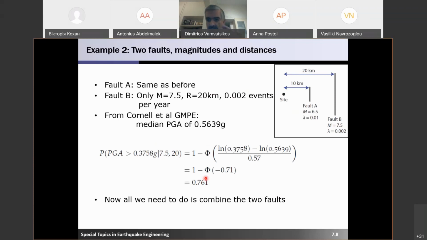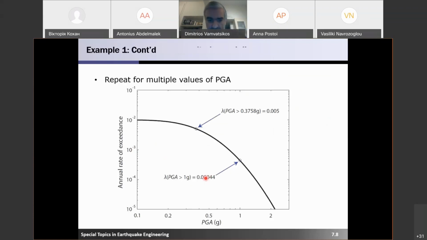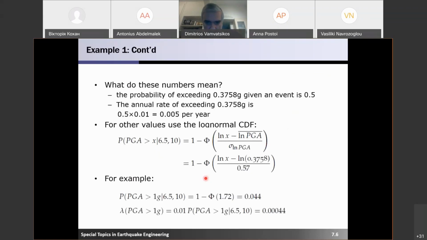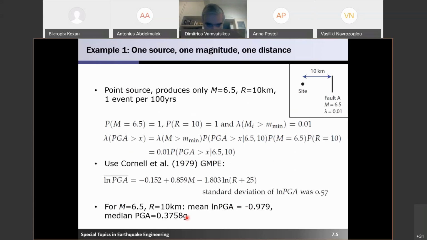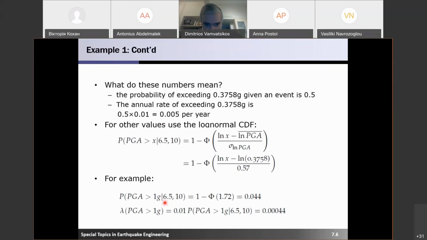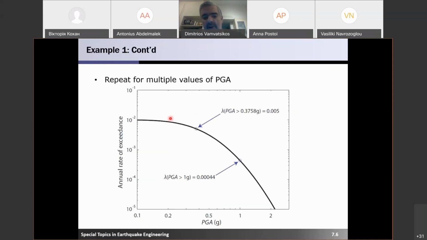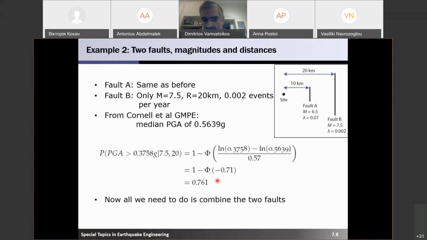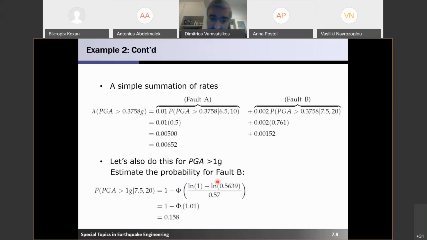Now, all you need to do is to combine what you had before. Let me go back, what was the, there you go, somewhere here. You want to combine what you find for this one, which was a number of, what was it? Yeah, the 0.005. You want to combine it with what you got from this fault. Here's how you do it.